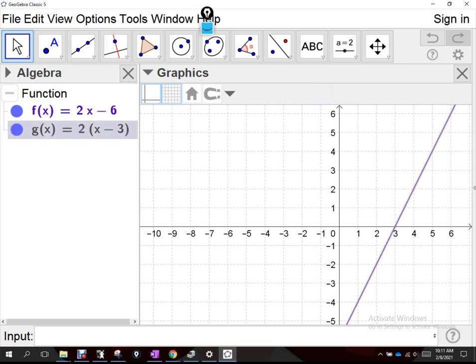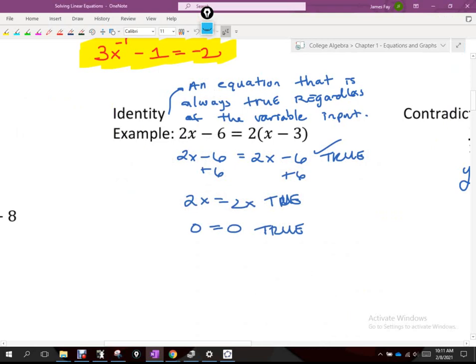So in light of what we know about solutions to equations being the x values of where the two sides of the equation intersect, here we're seeing that the two sides of the equation intersect at all x values, right? So regardless of what you plug in for x on the left-hand side and the right-hand side, you're going to get the same quantity. That's what an identity is.